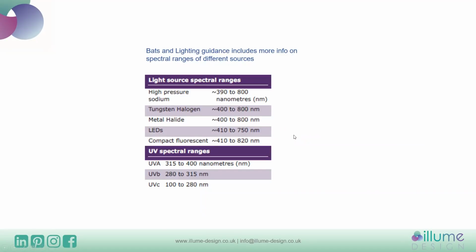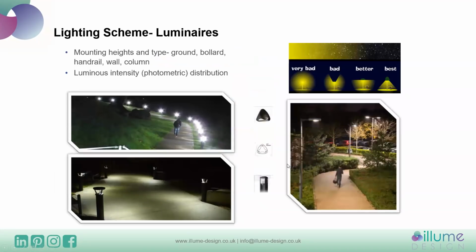This is the information that's included in the guidance, so it goes into a little bit more detail if you want to read up on that some more. So another aspect of the lighting scheme is choosing the luminaire. Mounting types are important. Previously, there was very much a focus on low-level mounting heights, but actually with the new technology in LED, by using higher mounting heights with columns, we can direct the lighting more effectively at the areas we want to light and keep the darker areas dark, so it can be beneficial.